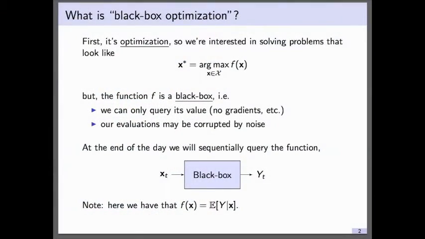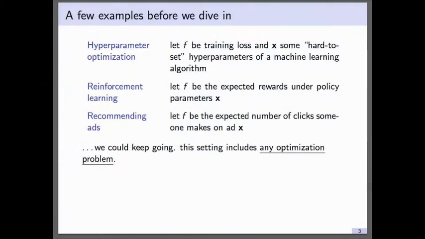So really, what I have, at the end of the day, is some box that I'm going to give x's, I'm going to get back y's, and the function that I'm interested in optimizing is then going to be the expectation of those y's that churn through the black box and come out. And in particular, I'm going to do this sequentially, so I'll have some sequence of x's that I'm going to specify in some manner in order to try and find the best value of f. Okay, so before I dive into this, a few examples.